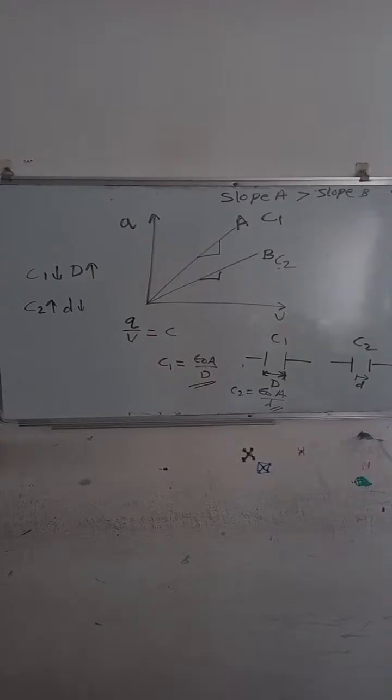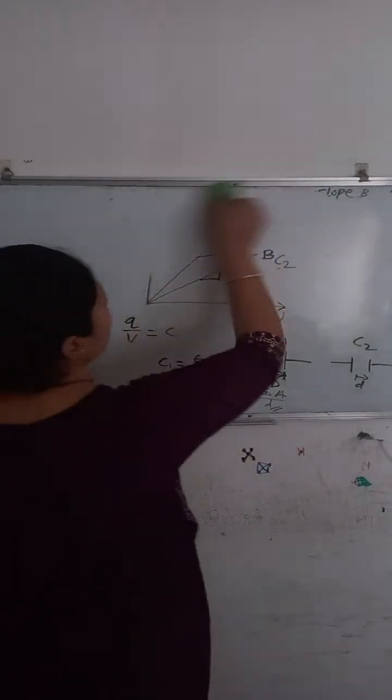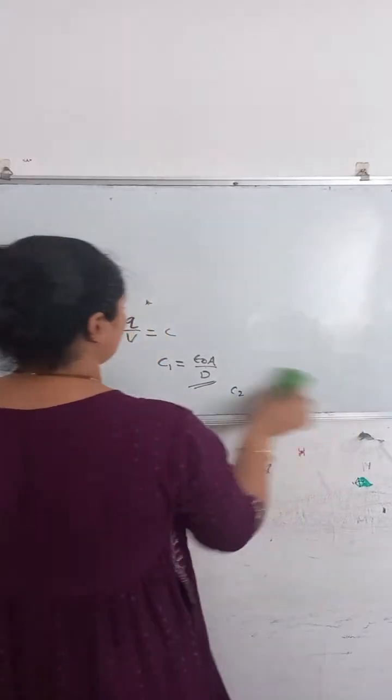Okay, write down the questions. We can start from the simple question, then we will go towards the difficult. Write down the first question. If one of the zeros of the quadratic polynomial, I'll write the values.